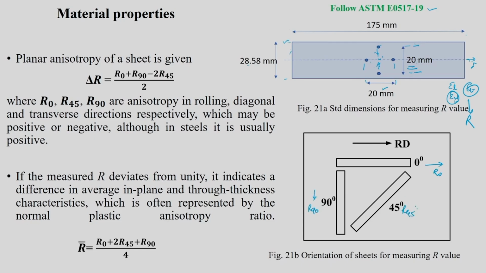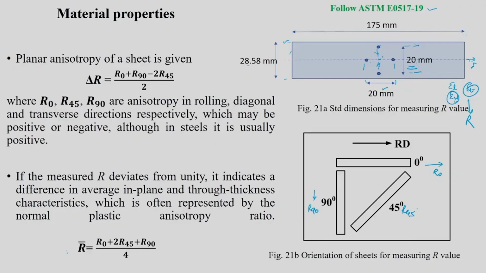Okay. So in that way it can vary with several such angles, isn't it? So one has to have some averaged quantity, which is actually given by R bar. Okay. So this R bar is nothing but the average plastic strain ratio. It is also called the normal plastic anisotropy ratio, which is generally given by R0 plus R45 plus R90 plus 2 R45 divided by 4.